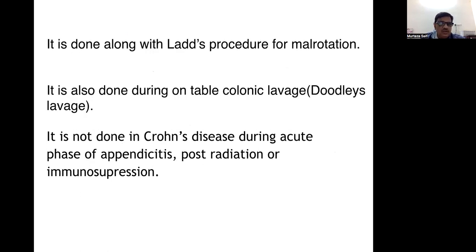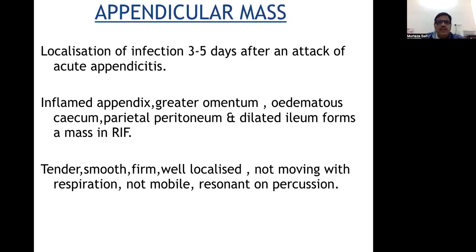It is done along with Ladd's procedure for malrotation. It is also done during on-table colonic lavage. It is not done in Crohn's disease, during acute phase of appendicitis, post irradiation or in immunosuppressed patients.